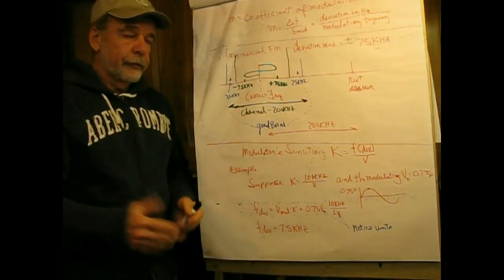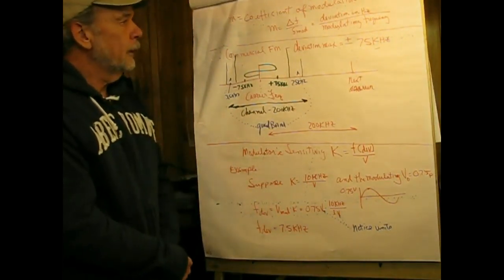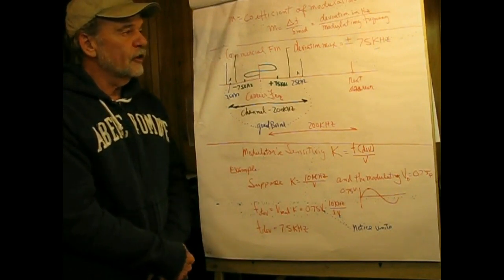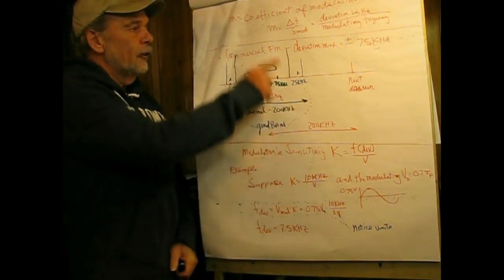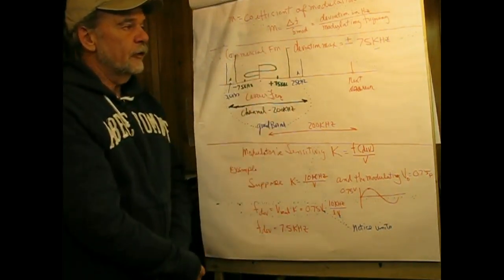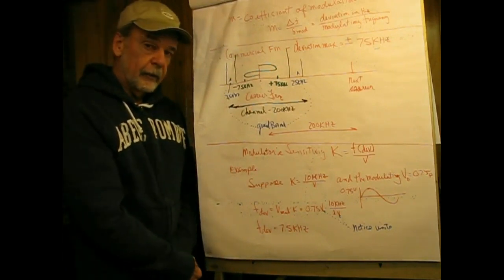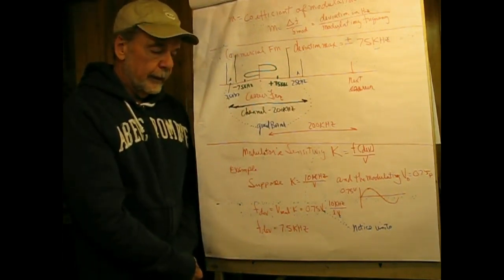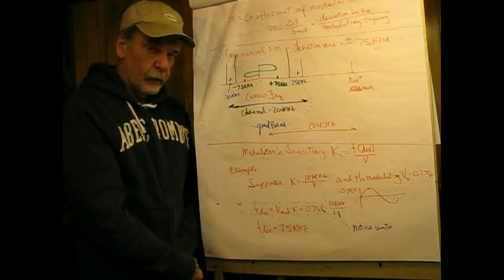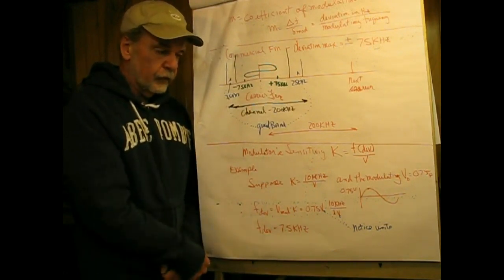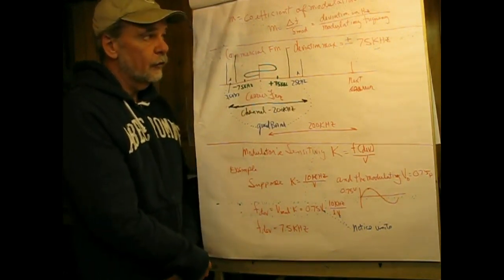So we got to measure things. That's the way it is. And again, m is the coefficient of modulation, and it is defined as the deviation delta f divided by the modulating frequency. And like in AM, we're going to be using sine waves in this. Complex waveforms would be very hard to analyze.